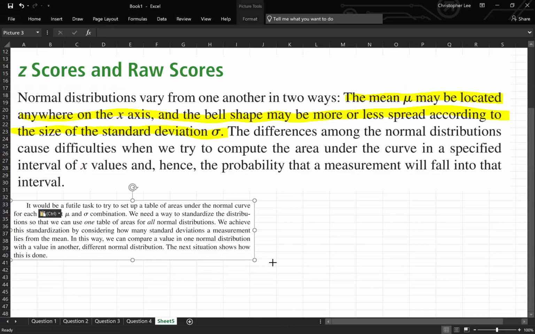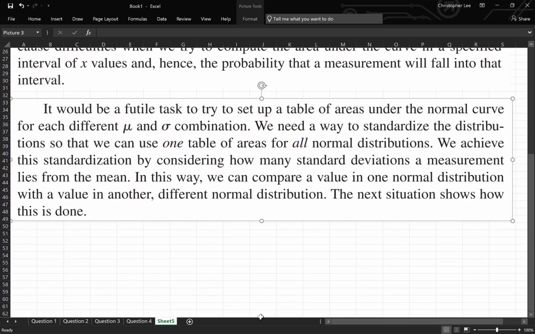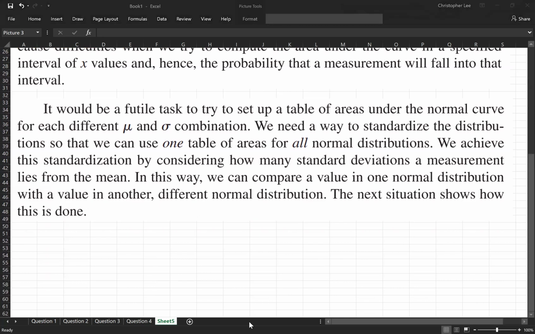It would be a futile task to try to set up a table of areas under the normal curve for each different mu and sigma combination. We need a way to standardize the distributions so that we can use one table of areas for all normal distributions. We achieve this standardization by considering how many standard deviations a measurement lies from the mean. In this way, we can compare a value of one normal distribution with a value in another different normal distribution. The next situation shows how this is done. Oh, this is awesome right here.